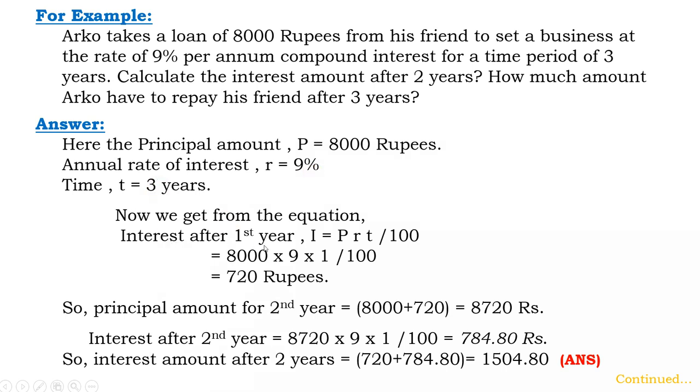So after the first year, I will be PRT divided by 100. So this gives you 720 rupees. And so the principal amount for the second year will be the previous principal amount and the interest amount. So for the second year, the principal amount will be 8,720 rupees. The interest amount after the second year, using the similar formula, gives you 784.80 rupees. So the interest amount after 2 years will be this plus this, which totals 1,504.80 rupees. This is the interest amount only.